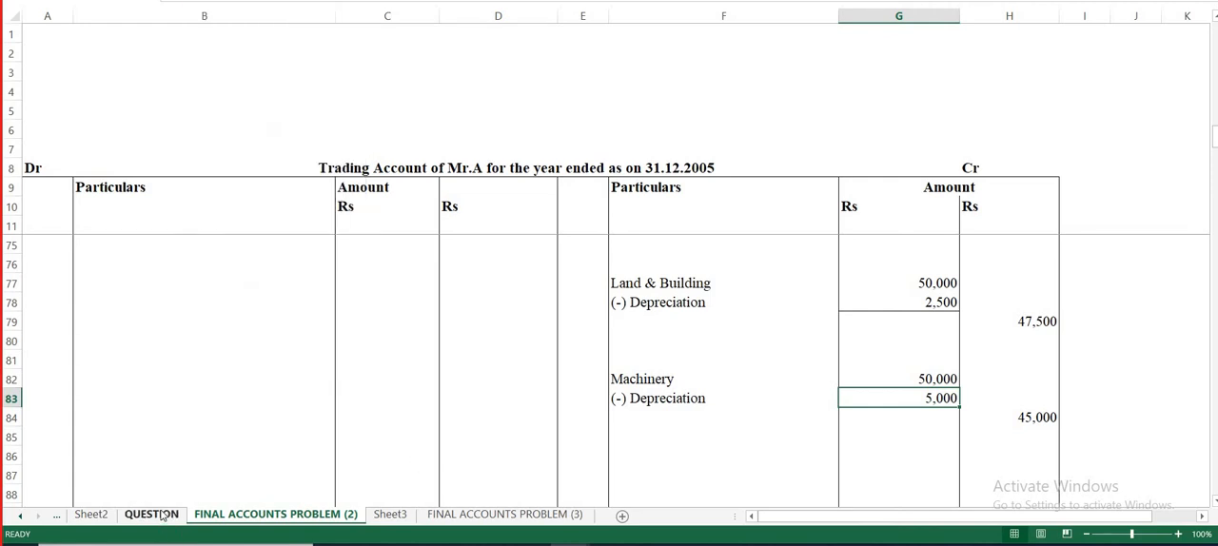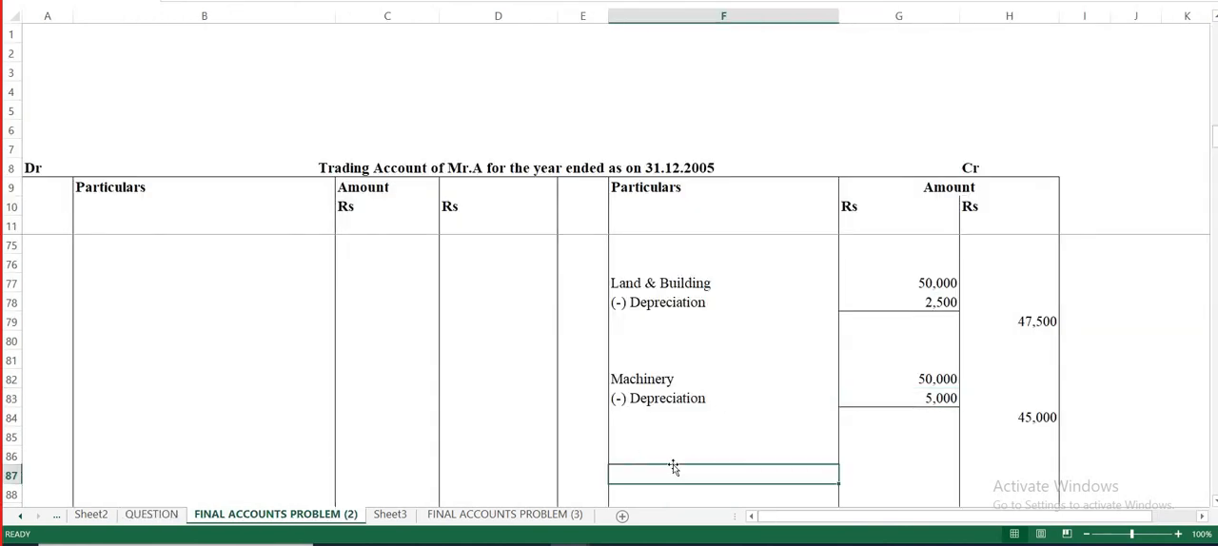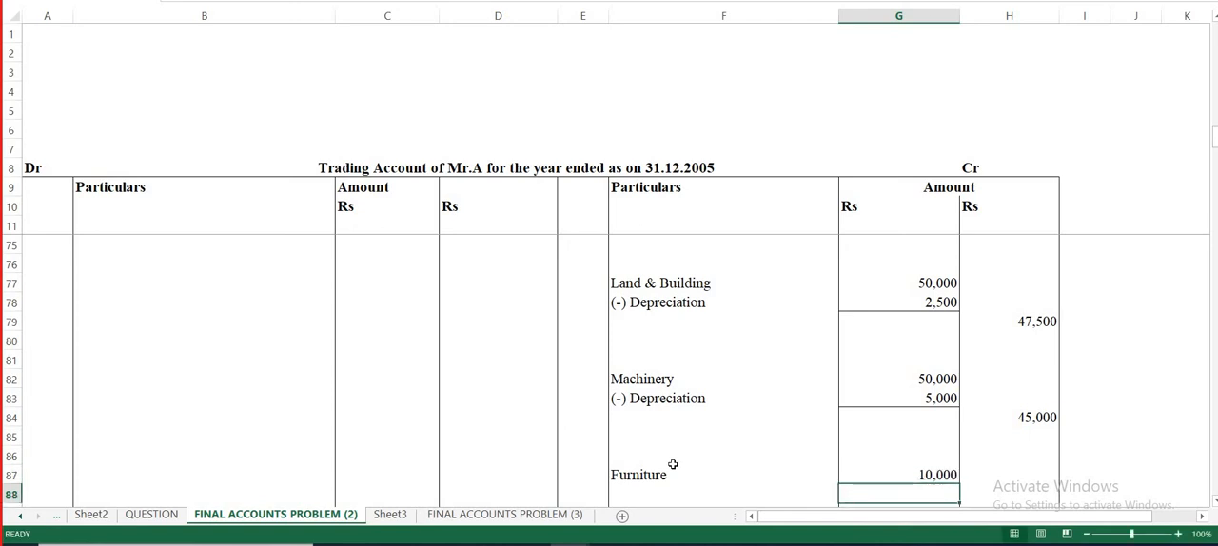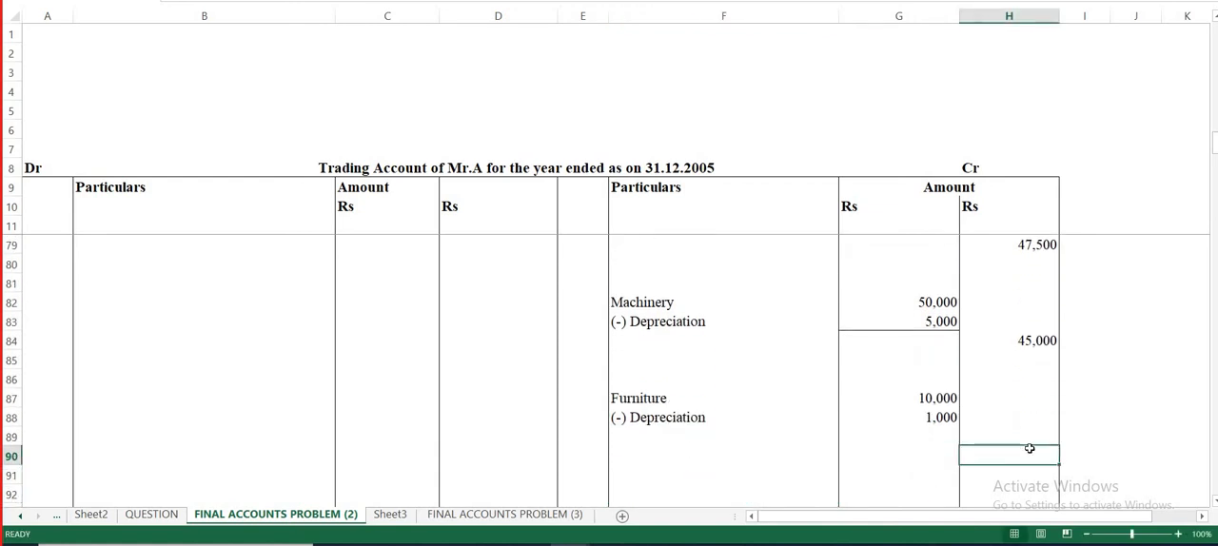Then go to the furniture. Furniture amount is 10,000 and furniture depreciation 10%. Already we calculated 1,000, I think so. So just like that we can put here furniture 10,000. Furniture depreciation is 1,000, 10%. So show as minus depreciation. So finally enter the amount as 9,000.